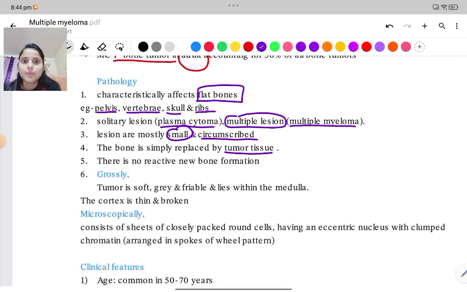Grossly, we see that the tumor is soft, grey, friable, and lies within the medulla. The cortex is thin and broken, but no new reactive bone is formed.